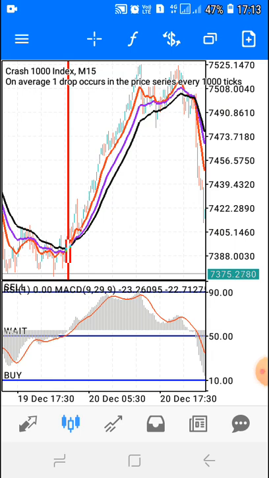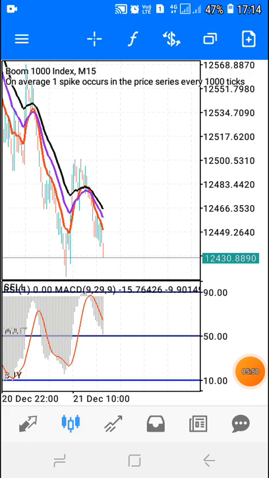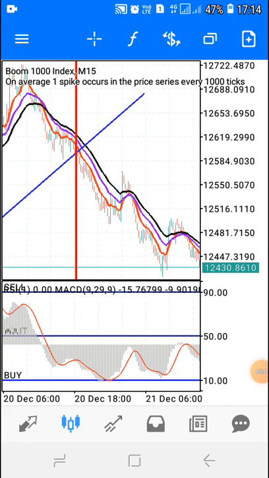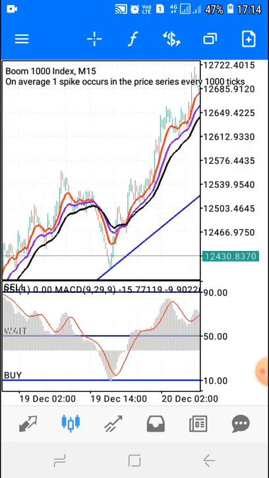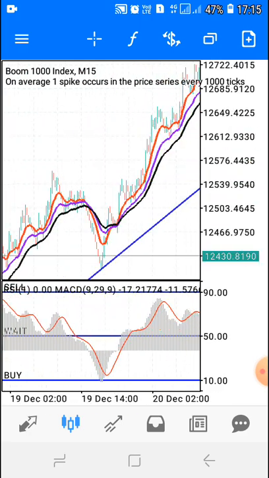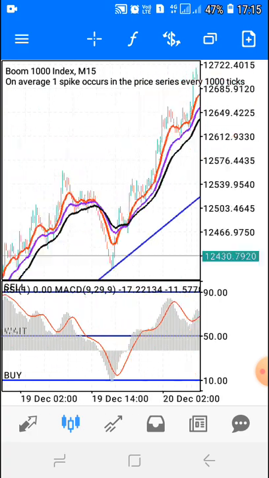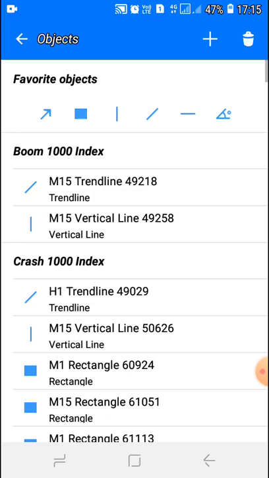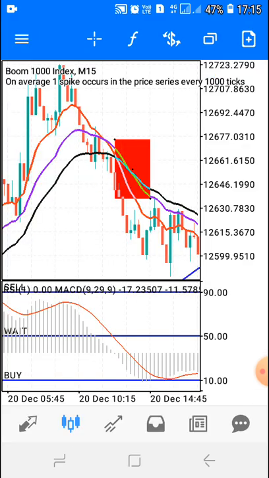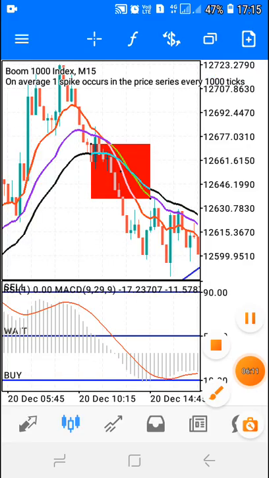Okay, so let me just show you guys how to use this in Boom 1000 as well. When we're on Boom 1000, the first thing we're gonna do is go to the 15-minute time frame and check in which direction the market is going. I'm on the 15-minute time frame, and you guys can see I've drawn my trend line. Over here we had a crossover. This is where the crossover happened, which signaled us that the market is moving in a downtrend.